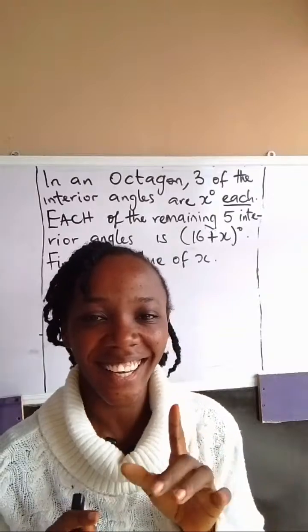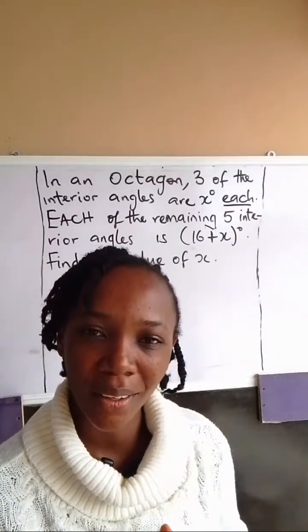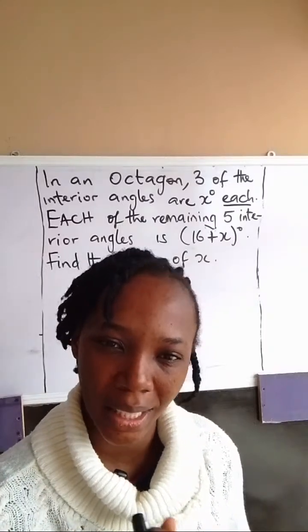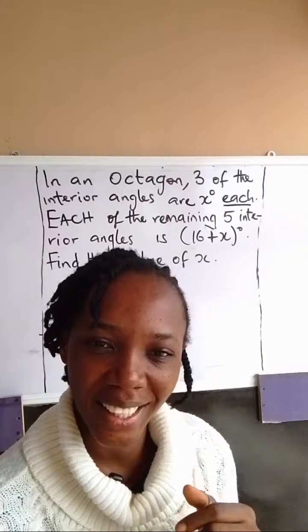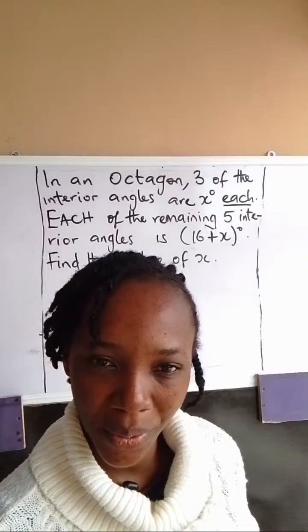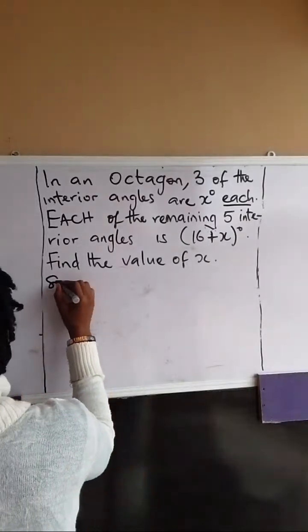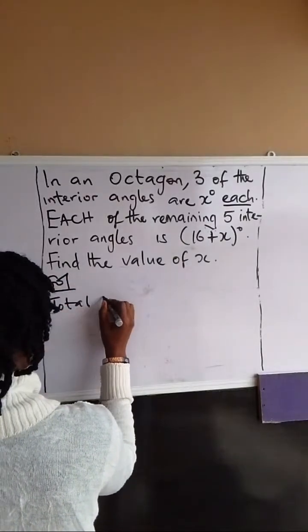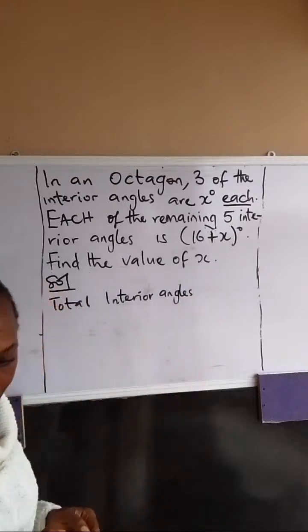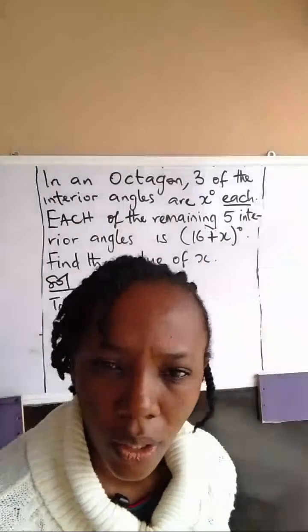Not really. The total angle in an octagon is 1,080 degrees. Yeah. So that's what we'll be using to solve right now. 1,080 degrees. Okay. So, total interior angle solution: total interior angles in an octagon.